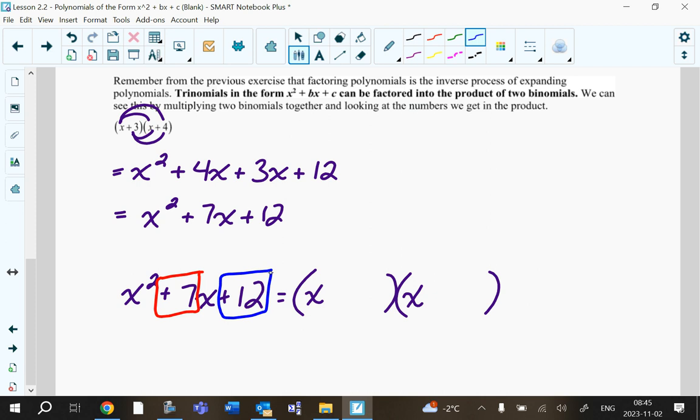What do you notice about these numbers compared to the ones here? Notice anything? So 3 and 4, the two numbers I'm looking for, add to get the number in the middle, and they multiply to get the number at the end. That's how we figure them out.